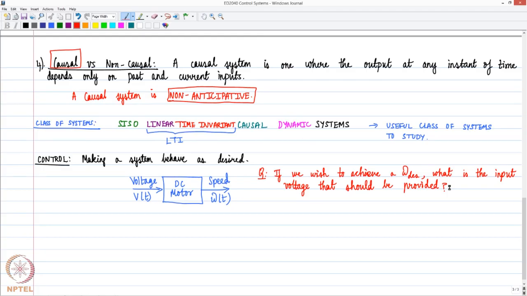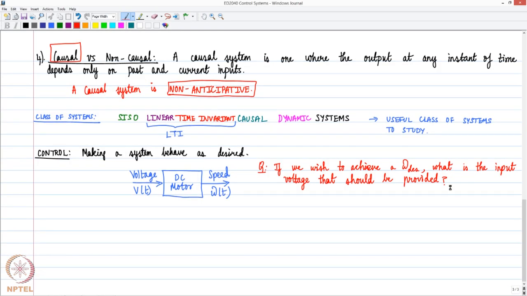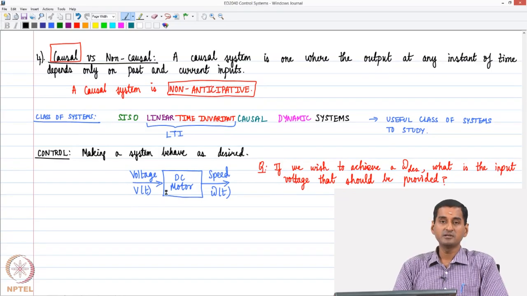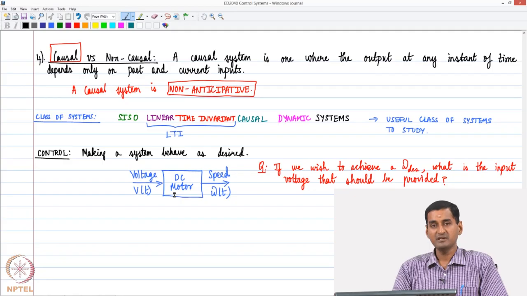So in a general sense, we are going to learn how to design controllers for many practical systems that belong to this class, or that can be approximated by this class of systems, and essentially get an output which I desire from that particular system. So, that is what we are going to do.